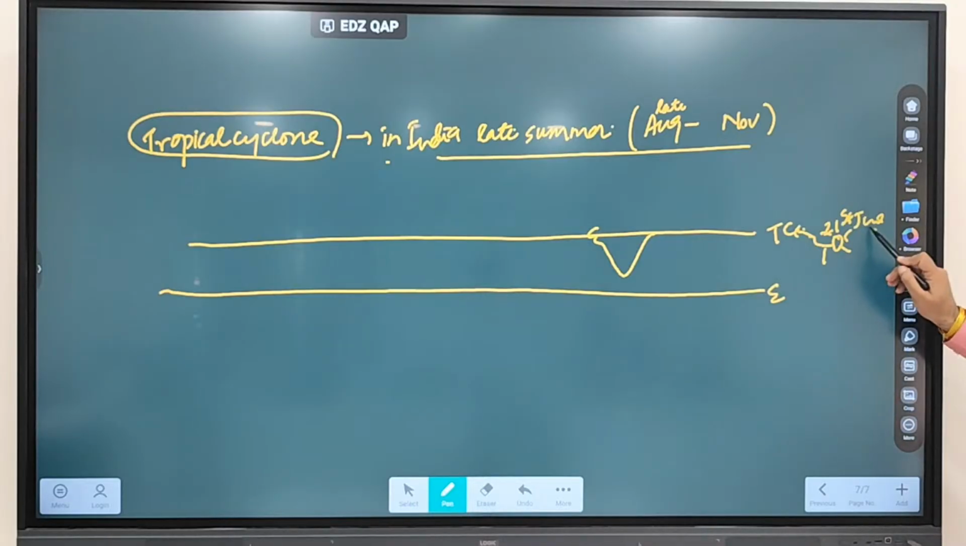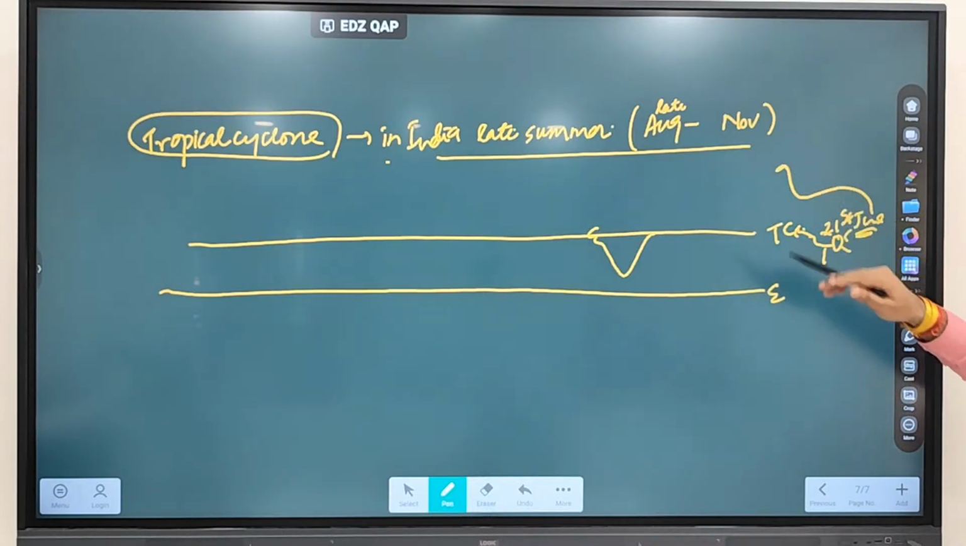So why is it not occurring in the month of June? Why is it occurring more from late August to November? Because low pressure can be formed in the month of June itself. Fine. So why is it formed in late August to November? Generally you'll see the formation of tropical cyclone.